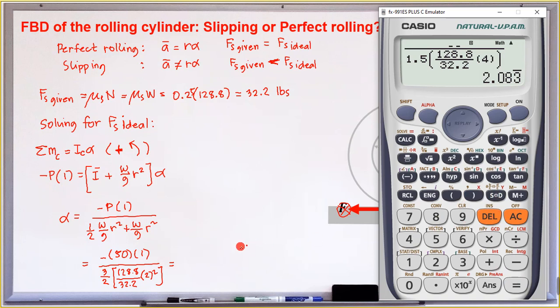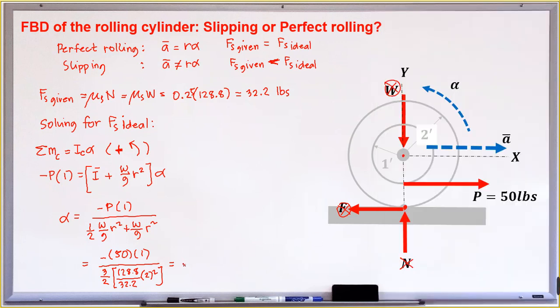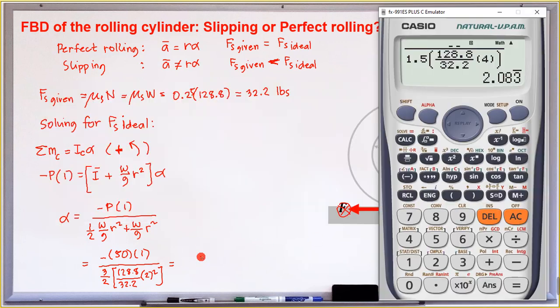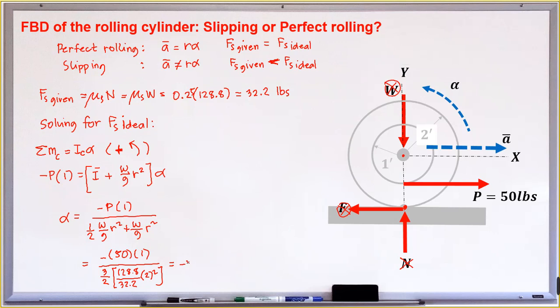So we have a negative alpha, same as what we got earlier, which is negative. So it is correct that it decreases. So negative 2.083 radian per second squared.